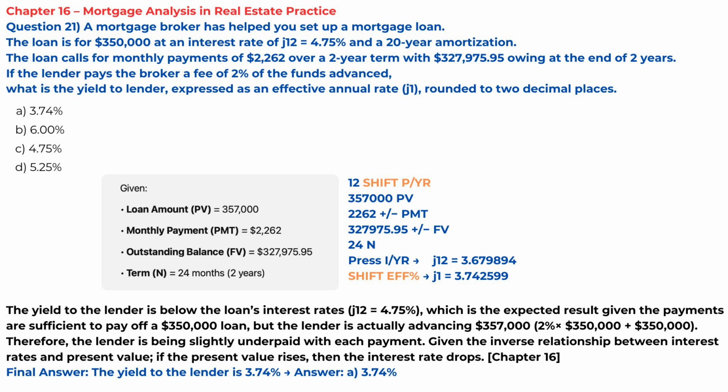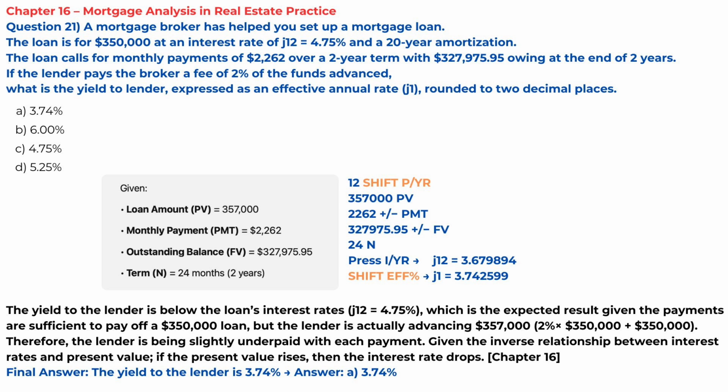the lender is actually advancing $357,000, 2% times $350,000 plus $350,000. Therefore, the lender is being slightly underpaid with each payment. Given the inverse relationship between interest rates and present value, if the present value rises, then the interest rate drops. Therefore, the yield to the lender is 3.74%.